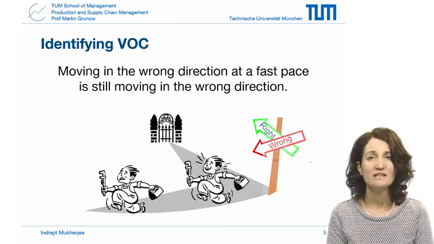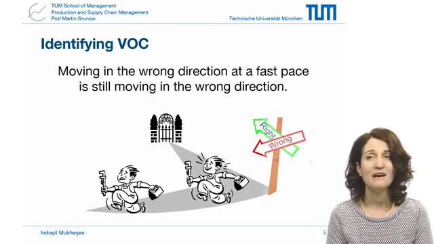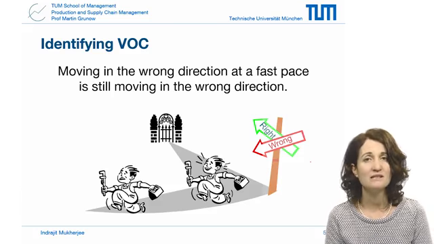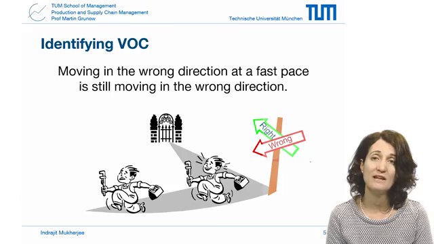So we need to identify first the voice of the customer, and then categorize and prioritize these needs. And this must occur for every improvement project so that the critical to quality parameters reflect the important quality characteristics from the customer.